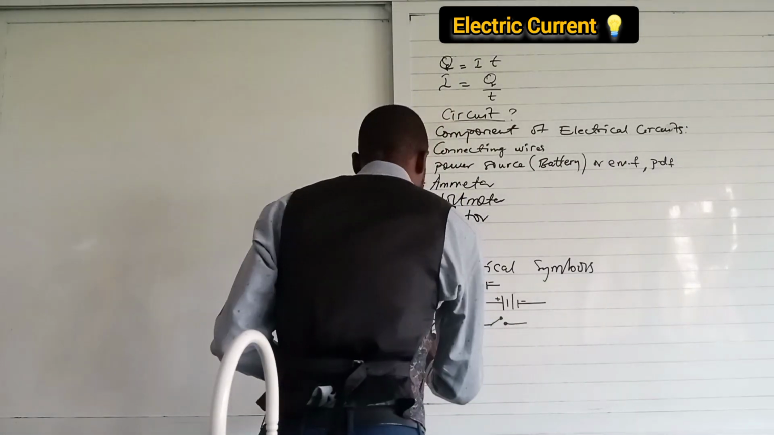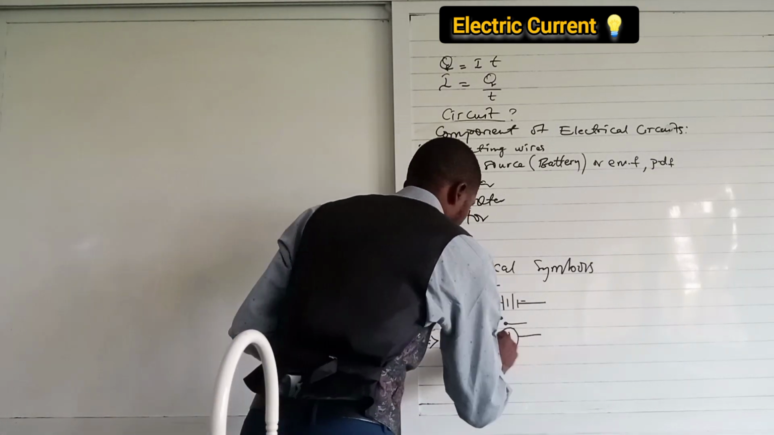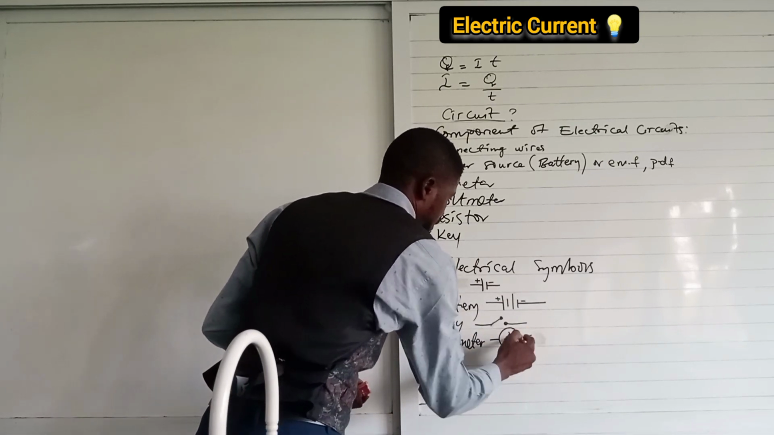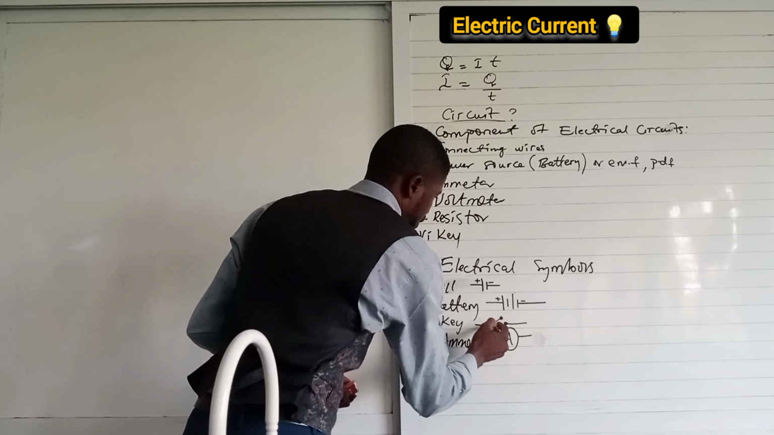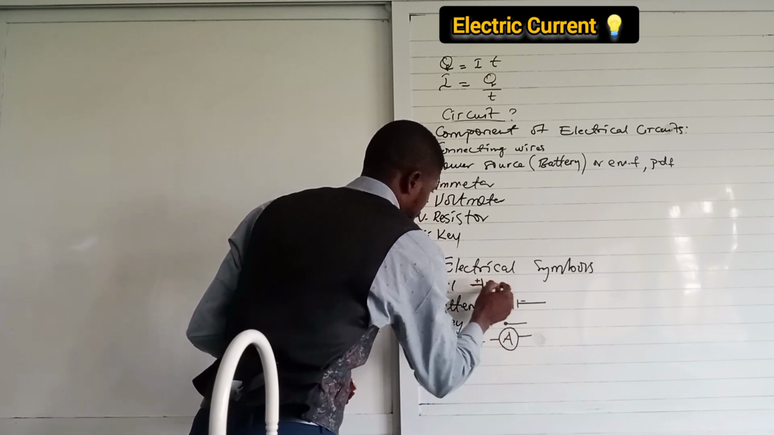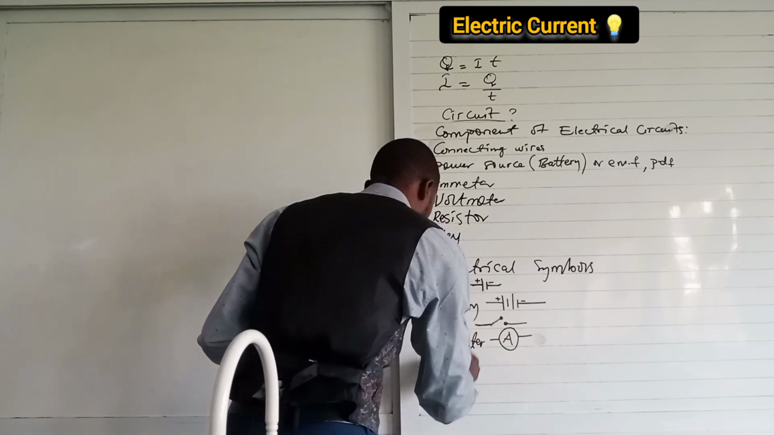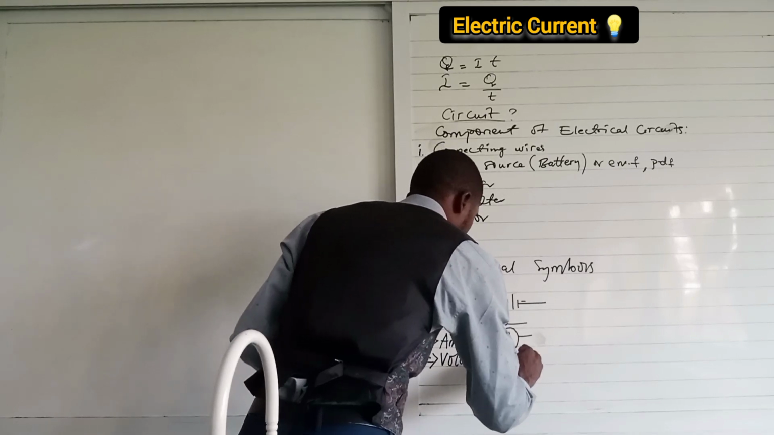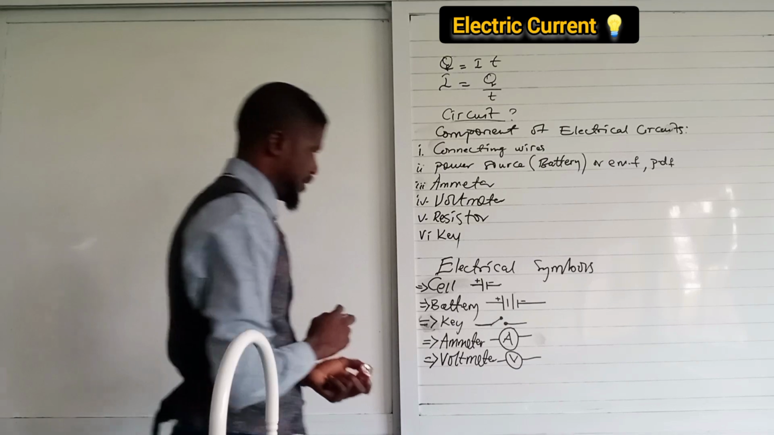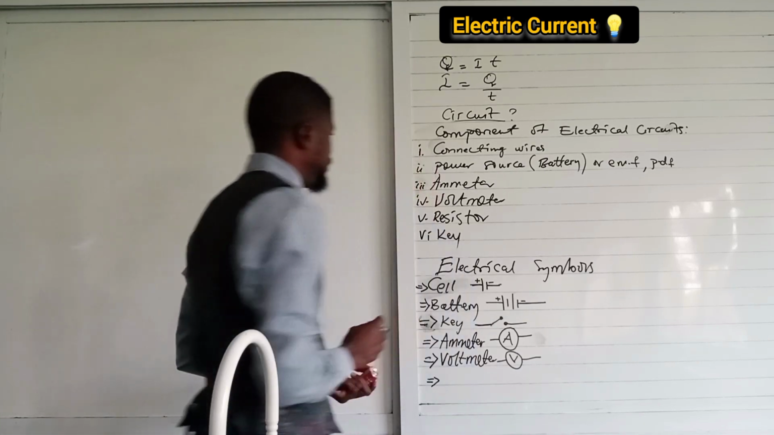The next one is the ammeter. How do we present the ammeter? Like this, where this line stands for the connecting wires. Also here, this line, this and this stand for the connecting wires. Next up, we have the voltmeter. The voltmeter with a V and that. Good.